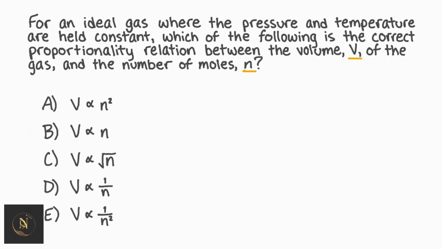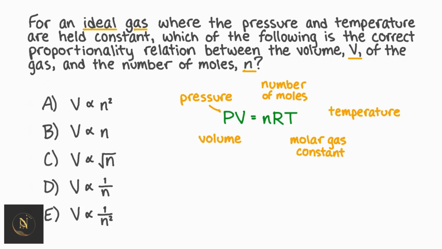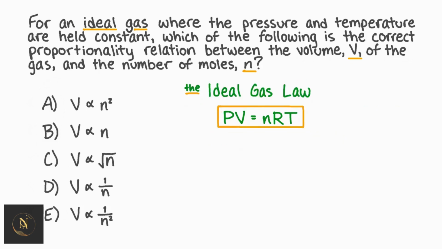Here, we're considering an ideal gas, which means we're approximating that the molecules of this gas don't interact with each other and that they have negligible size. Let's recall that any ideal gas will obey the formula PV equals nRT, where P is the pressure of the gas, V is its volume, N is the number of moles, R is the molar gas constant, and T is its absolute temperature. This formula is known as the ideal gas law, and in this question, we'll use it to devise a proportionality relation between the volume and the number of moles of the gas.